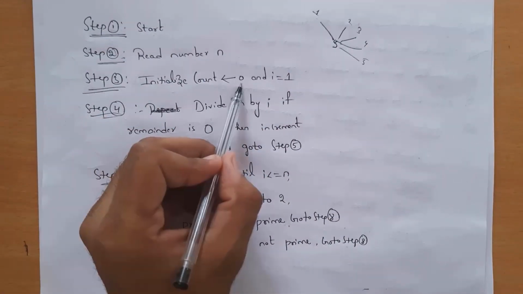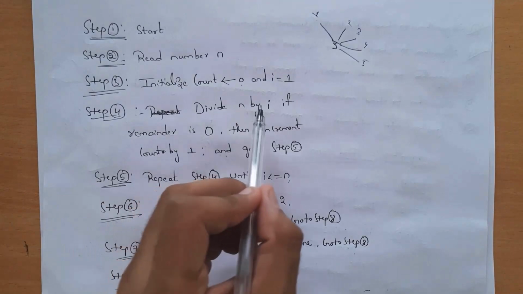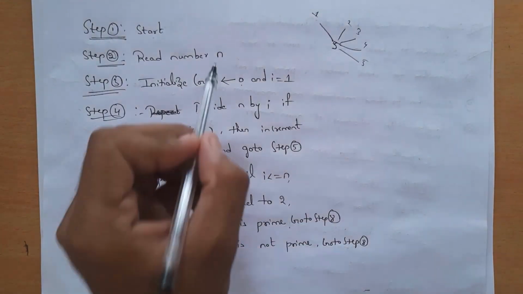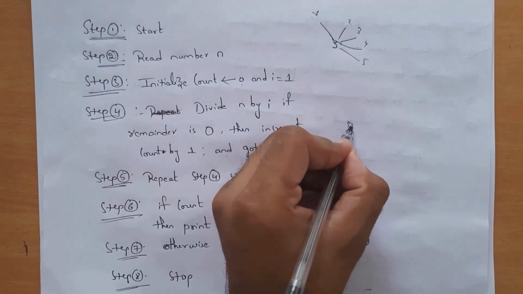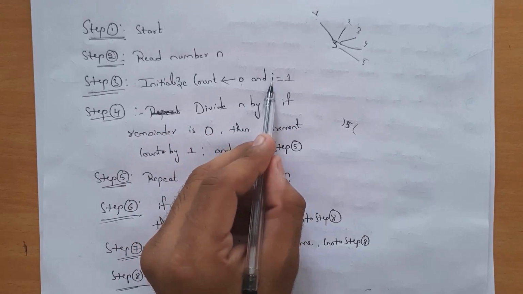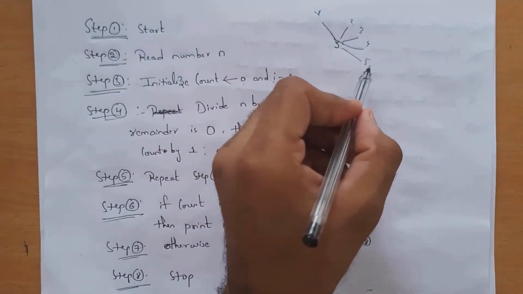Initially count is 0. Count is nothing but how many times I got remainder as 0. Step 4 is divide n by i. If the remainder is 0, then increment count by 1. Here we gave n value as 5, so we need to divide 5 by 1. We start from 1 because here I gave i value as 1, and we repeat this division until the number 5.